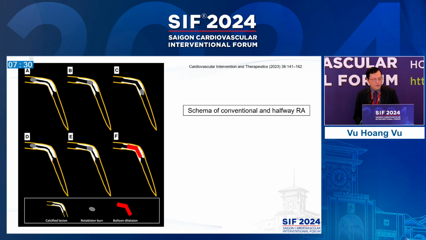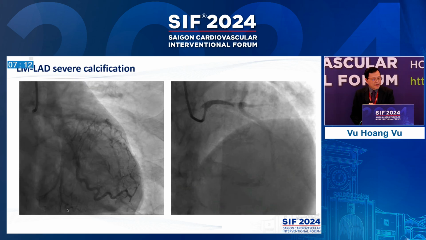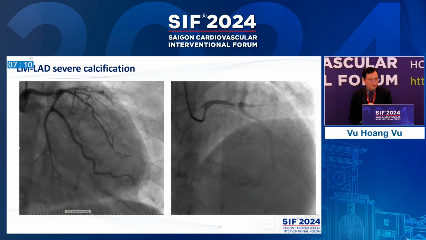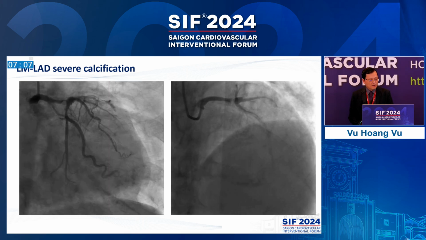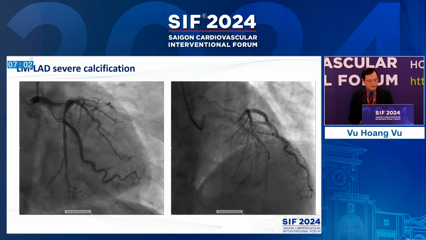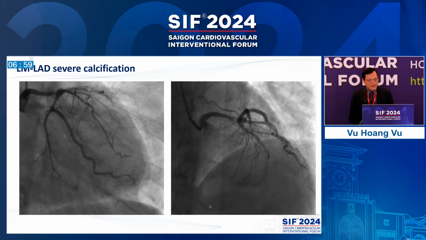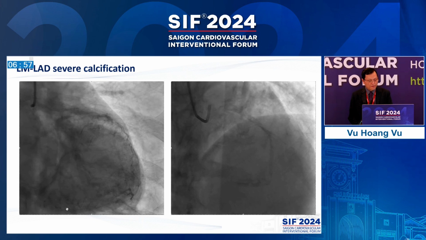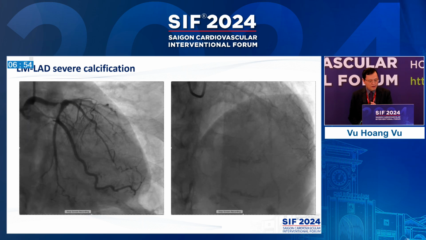And this is the halfway rota, the schema for the conventional and halfway rota. This is a way that we can do in some complex cases to reduce the risk of perforation in rotablation atherectomy. And this is the case I show you, the left main LAD severe calcification. We have distal left main disease, very heavy calcification from the left main extending into the LAD to the mid LAD, and TIMI flow only 1 or 2.